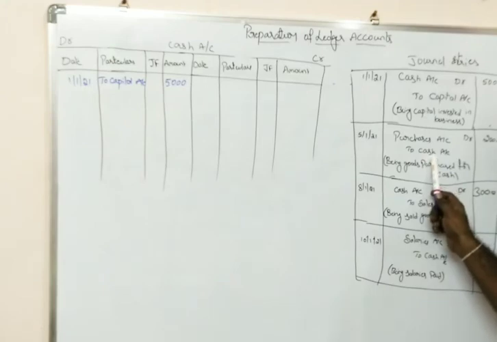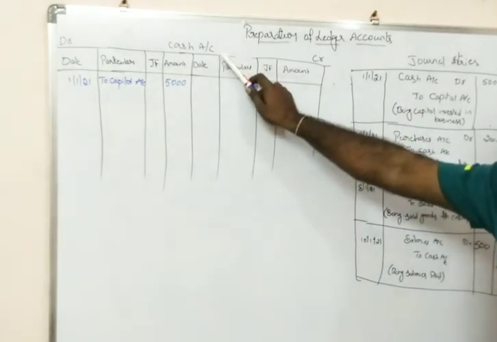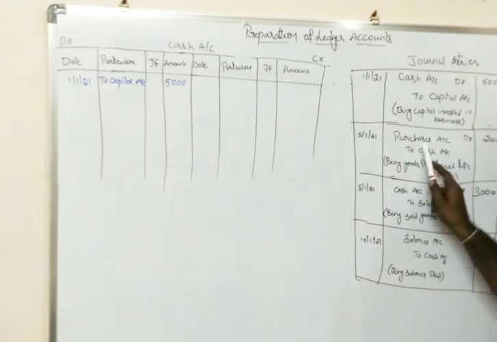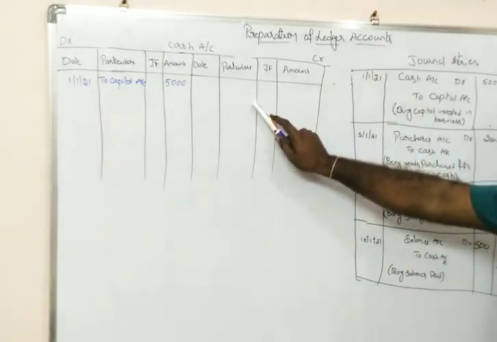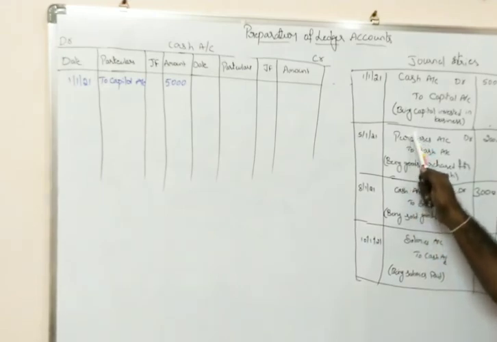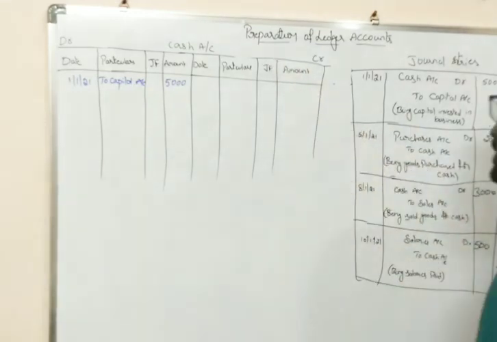Again, in the next transaction, on 5th January 2021, we have purchases account debited to cash account. Here the cash account is on the credit side. We are preparing the cash account itself, so ignore the cash account present on the credit side. The opposite entry, purchases, should be recorded on the credit side of the cash account.